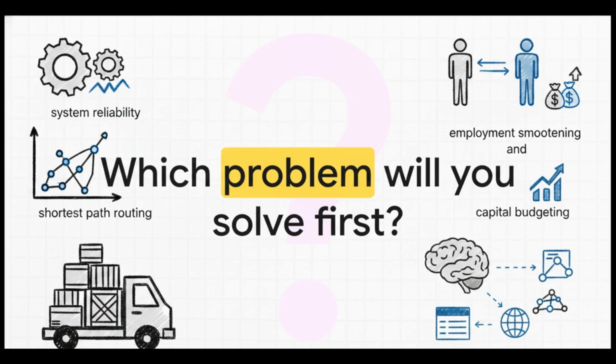So I want to leave you with this final provocative thought to take away from this explainer today, knowing that you now have a mathematical blueprint capable of optimizing literally everything from human resources to global logistics. From employment smoothing to cargo loading, which of these dynamic programming problems will you solve first?